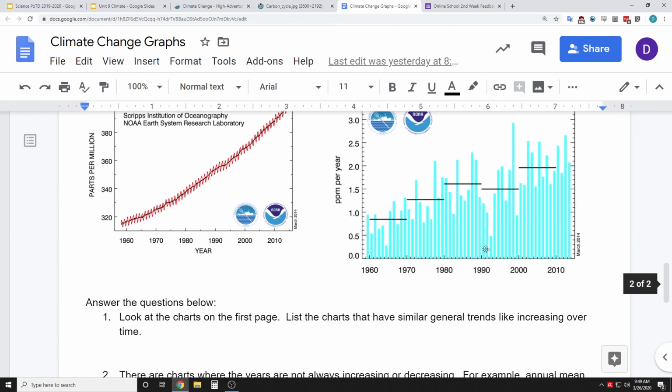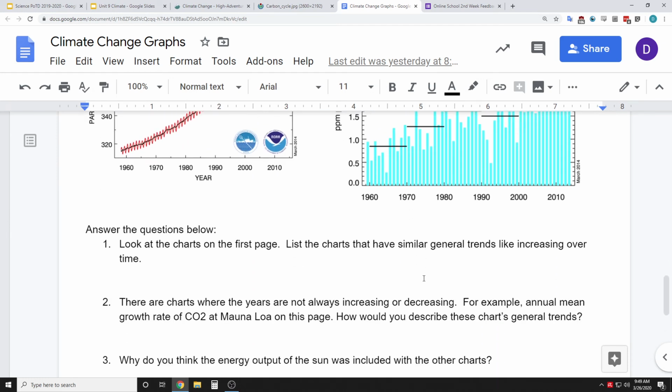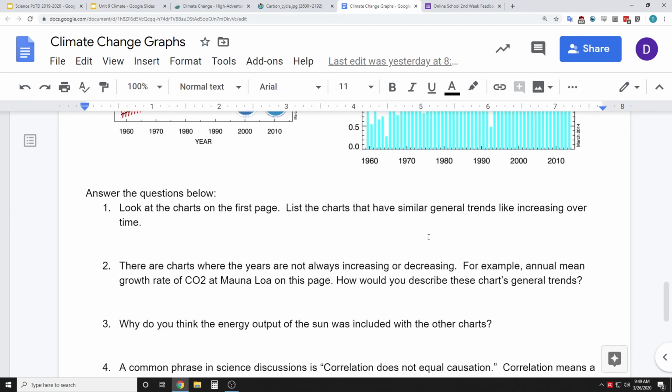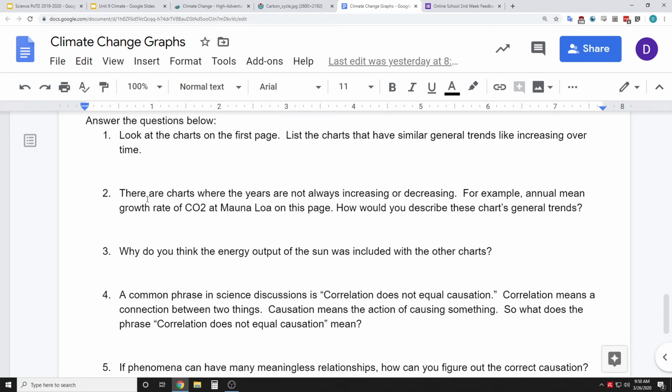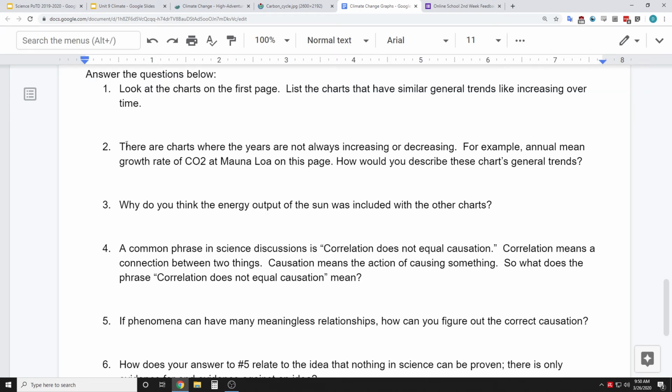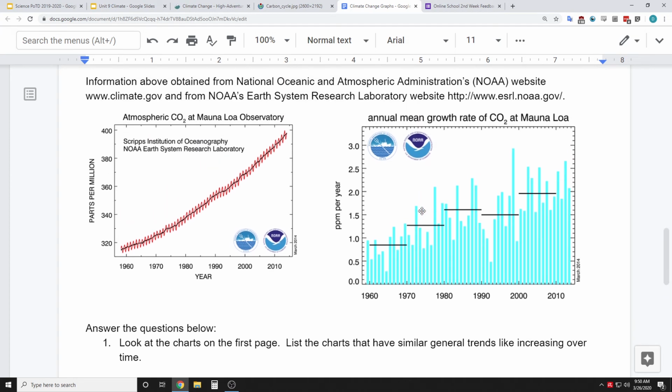And then here's the issue scientists have to go through. How do you know which one influences the other one? Which is going to be a very difficult question. So for those ones, I think you're probably going to be pretty good with the first question. Question number 2. There are charts where the years are not always increasing or decreasing. For example, the annual mean growth rate of CO2 at Mauna Loa on this page, which is this one.